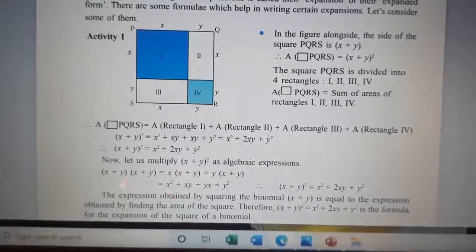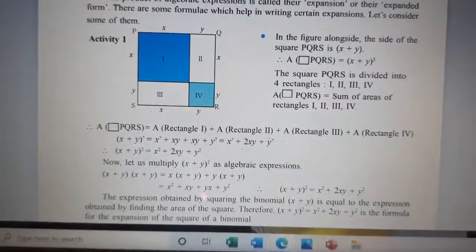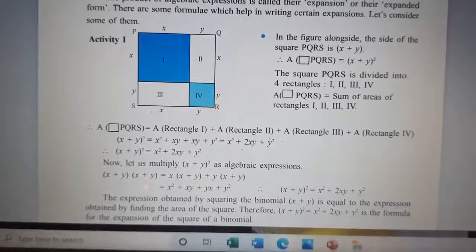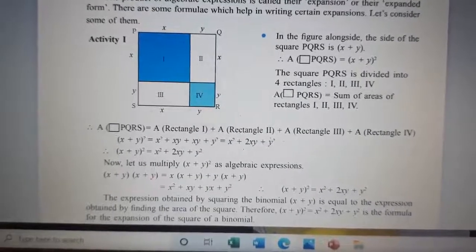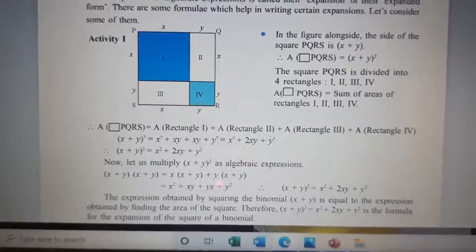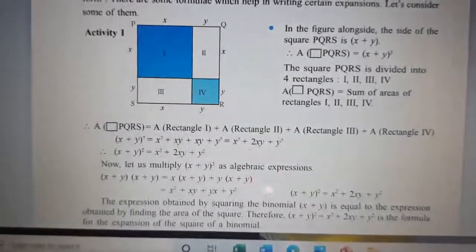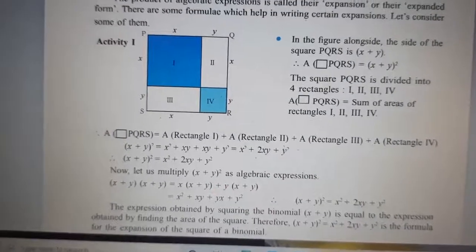So you can just check it out. See, x plus y and x plus y. How do we multiply? We'll take this x and multiply this whole bracket, take the y and multiply the same bracket. So x into x plus y, plus y into x plus y. This I will explain to you while solving the sum. That will be better, children.